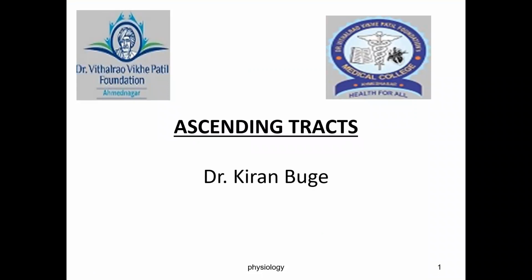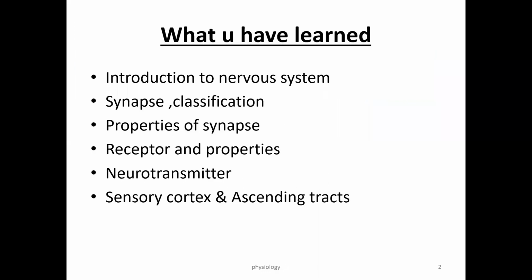Today's topic for the nervous system is the remaining half of the ascending tracts. In the last lecture, we saw one of the components of the ascending tracts, that is the dorsal column pathway. Okay. So before starting, let's just revise the previous lectures.